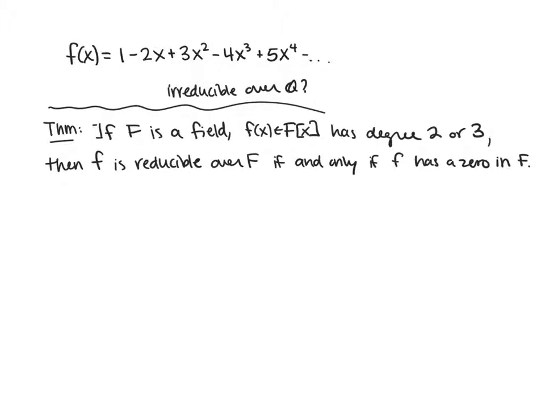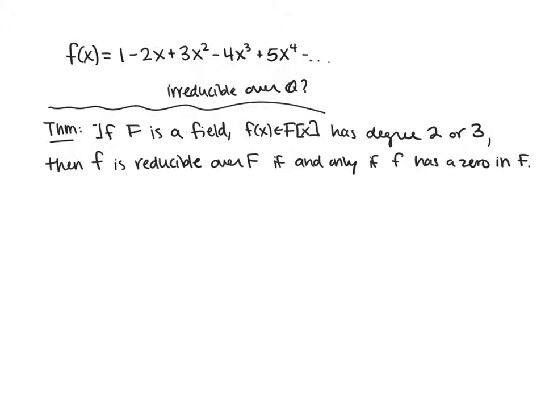Now that's just because if we're working over a field and we have a degree 2 polynomial, the only way to reduce it is to turn it into a product of 2 degree 1 polynomials. And every degree 1 polynomial corresponds to a root. And similarly, if we had a degree 3 polynomial, if we were to factor it, it would factor into a degree 2 and a degree 1. And so that degree 1 polynomial would give us a root.